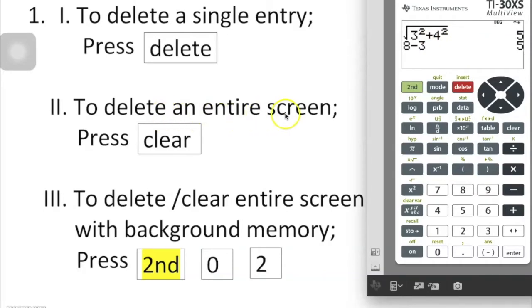So I want to cancel out this screen. To delete an entire screen, we press clear. What is the clear button? This is the clear button. So press clear, and now the screen is gone.